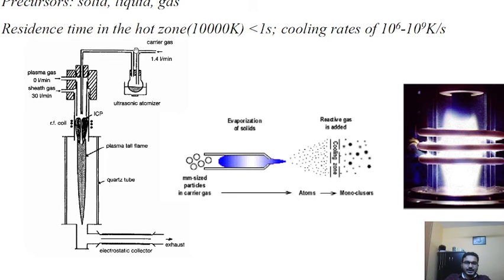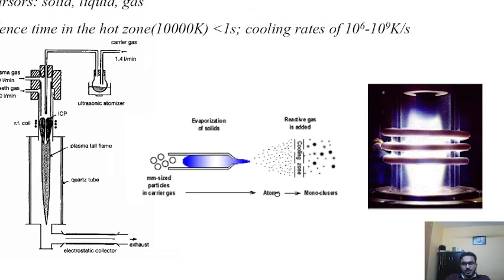Here we have a carrier gas which passes through this ultrasonic atomizer, then plasma gas and seed gas are added over here, then it passes through this entire quartz tube, and a plasma tail flame can be seen over here, and then there is exhaust through the electrostatic collector. So this is a small process which is given.